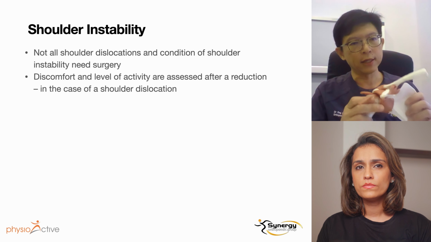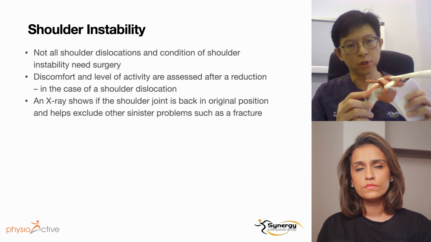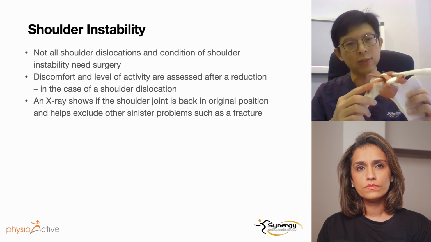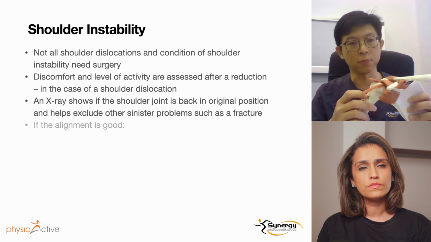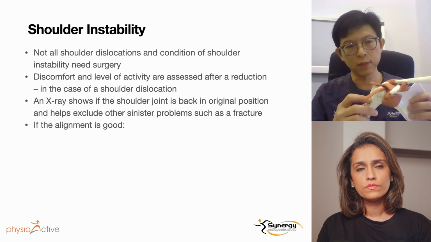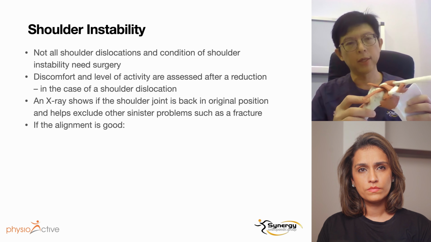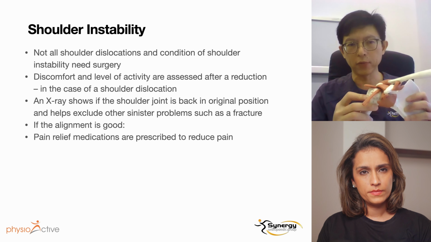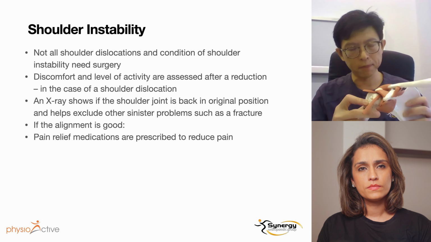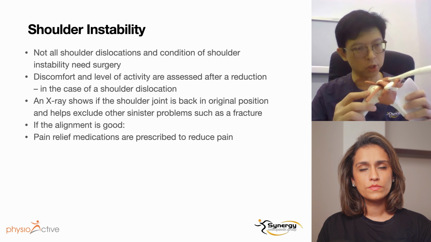Usually, I must have had at least an X-ray to indicate that the shoulder is back in its original position. At the same time, this X-ray is also useful to exclude any other more sinister problems, such as a fracture of the bones. If that has already been done, and I'm quite happy with the alignment of the shoulder, then treatment would consist of medication, initially pain relief medicine to reduce the pain, because he will still be in a lot of pain, even after the shoulder is put back into position.